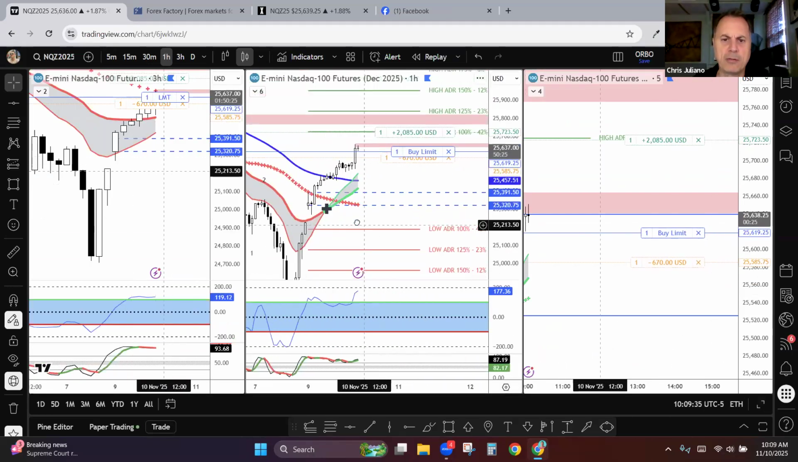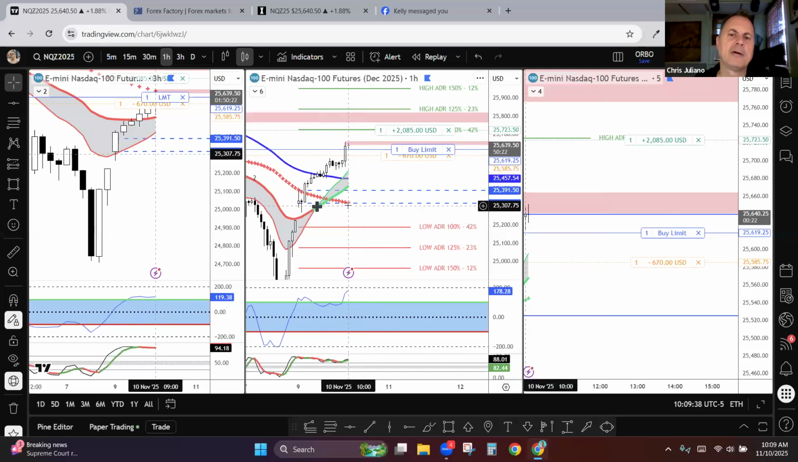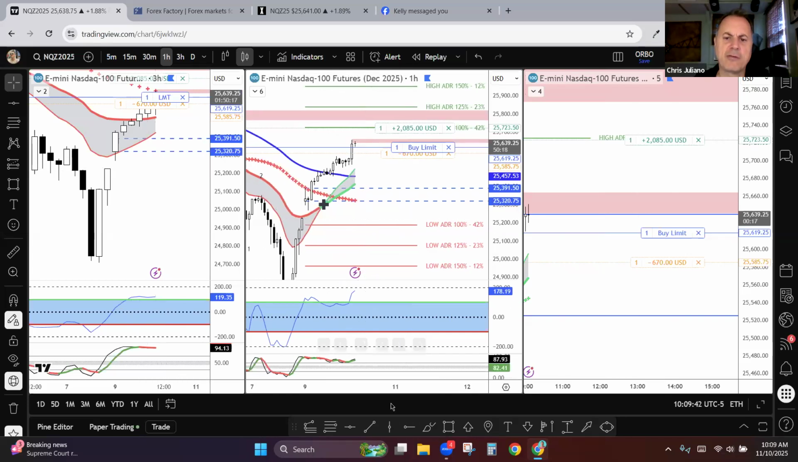Again, 1 hour trend cloud, still red. And that's what's given us some trouble here. Momentum still climbing.